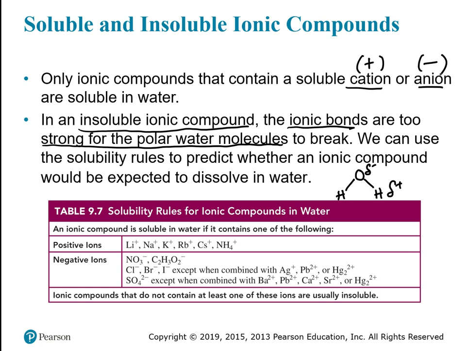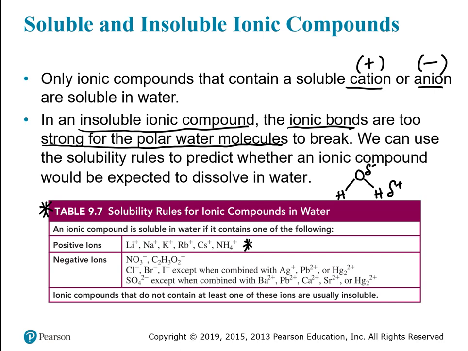The rules for ionic compounds in water are in this table, 9.7. You'll definitely want to have that handy when you're doing your homework. An ionic compound is soluble in water if its positive ion is one of these listed: lithium, sodium, potassium, rubidium, cesium, or ammonium. So if you see any of those ions as part of the ionic compound, then your guess is that it's going to be soluble.